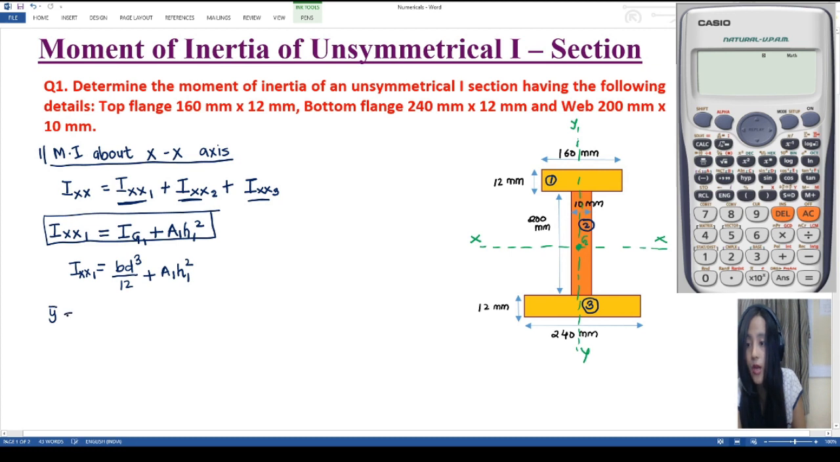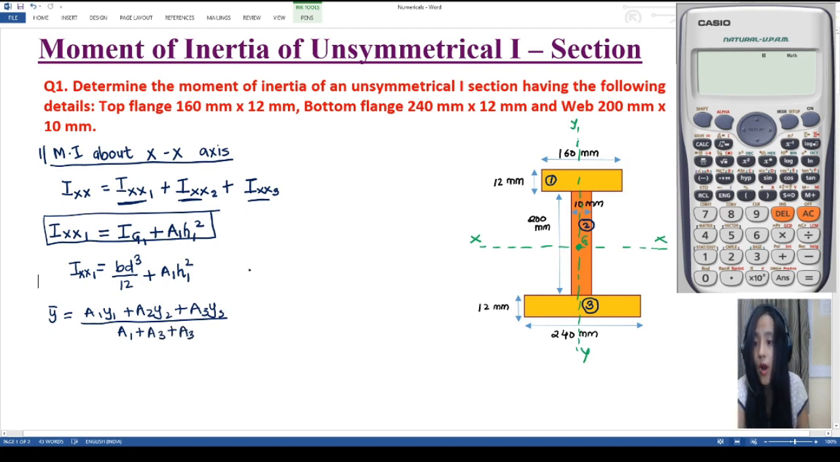Y bar will be equal to A1 Y1 plus A2 Y2 plus A3 Y3 divided by the addition of all the three areas. So this Y bar here is the distance from here till this section here. This will be my Y bar, and I'm trying to find how much my Y bar is by using this formula.